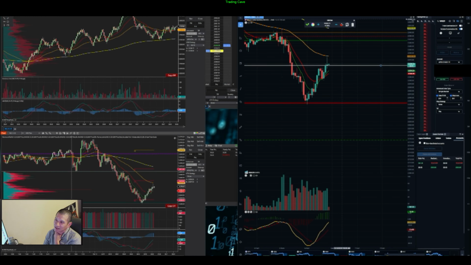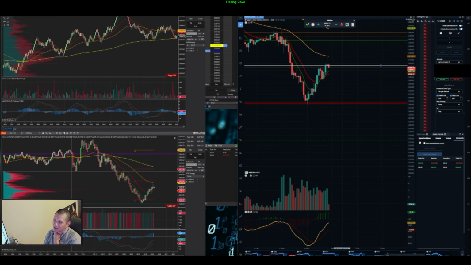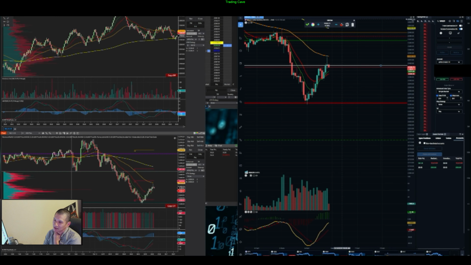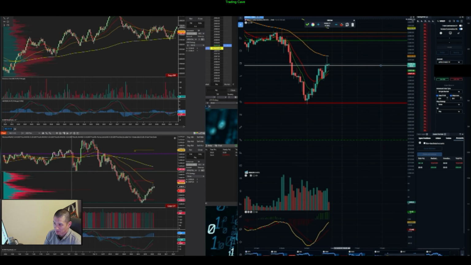Wait, my TradingView is missing a 1 minute candle. What? That's weird. The 9:56 candle is just not there. I have the 55 candle, I have the 57 candle. The 56 candle is not there. Interesting. Do you have that too, or is that just me?